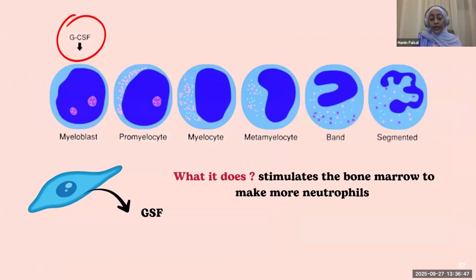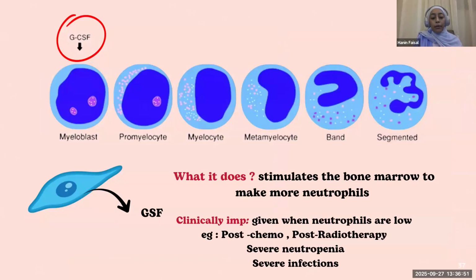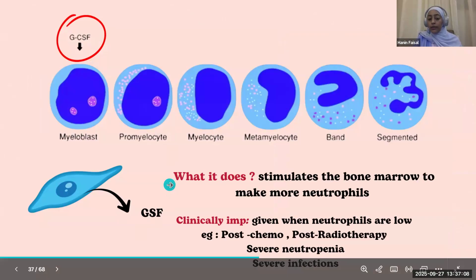Again, why is this clinically important? Let's say a patient comes in and he has really low neutrophils, maybe because he's post chemo or like there's a severe infection or post radiotherapy. All of those things, the neutrophils in the patients are very low. So I have to give something to increase the number of neutrophils and to increase the process of forming the neutrophils. That's why you can give GCSF injections as well.